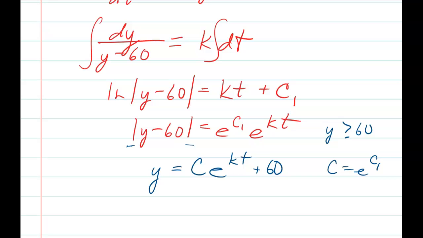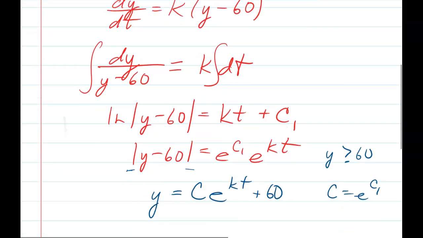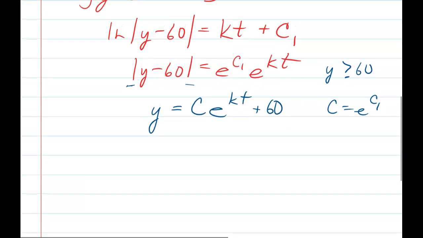So there's our basic equation, but we're missing two things. We have two unknowns. We don't know what the constant is, and we don't know what the decay constant is either. So we don't know C and we don't know k. However, we have information up above which will allow us to solve for these unknowns. And the first thing we're going to solve for is C.